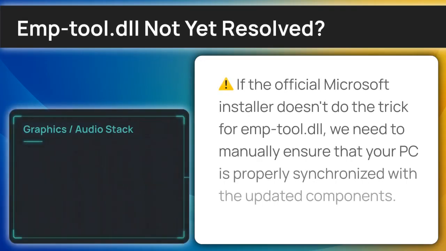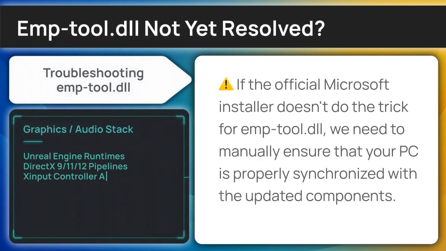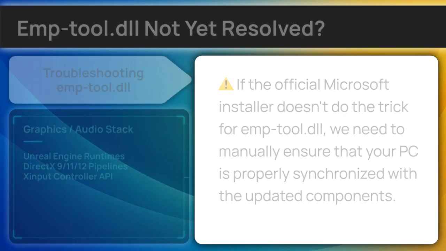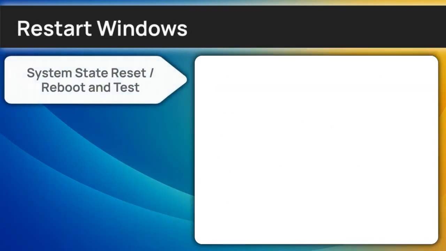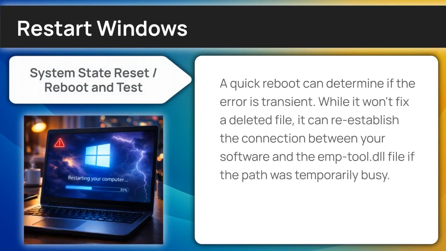If no luck was had with the redistributable package, we will escalate the fix by performing a targeted reset of the system state. A standard restart allows the Windows bootloader to rescan your system directories and potentially recognize an unregistered Emp-tool module component.